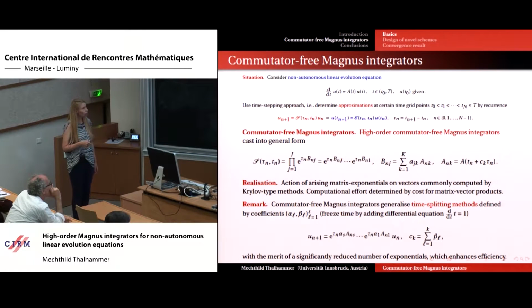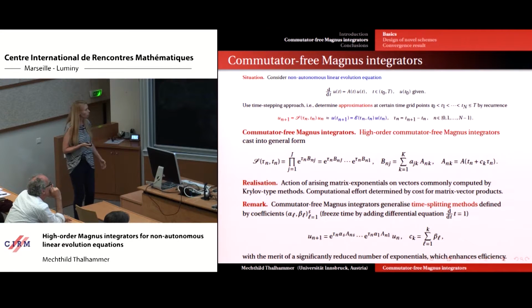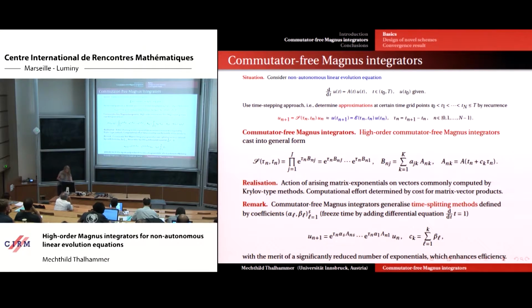And what is also interesting is that these methods are very natural to relate to Magnus integrators, but they are also very natural to relate to time-splitting methods. When you add the trivial differential equation, the derivative of the time is equal to 1, so you somehow freeze time, then you would have a scheme which has this form. You see the only difference is that you just have one matrix involved and not a linear combination. The advantage of this general format is that you can reduce the number of exponentials and so the cost. So in comparison to splitting methods, to the simple approach, the commutator-free Magnus integrators will be superior. They will be much cheaper. And this is something that we will use.